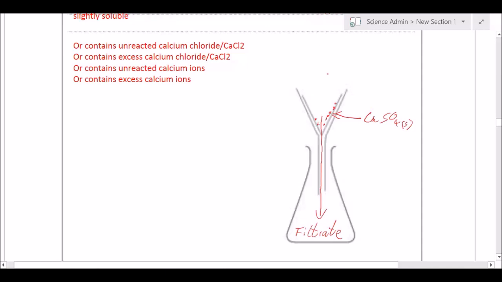Now if you didn't get that, you could have also said that it contains unreacted or excess calcium chloride or calcium ions, and so essentially because you had CaCl2 plus H2SO4, if this was in excess, you would have some left over, and this is soluble, calcium chloride, so calcium chloride can easily pass through into the filtrate. It can get through that filter paper because it is soluble.